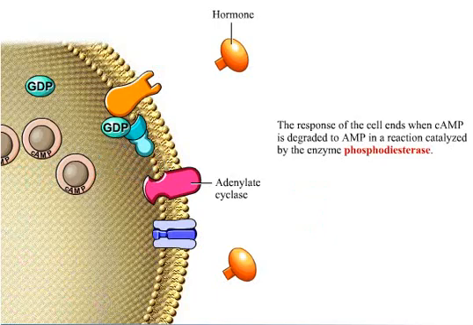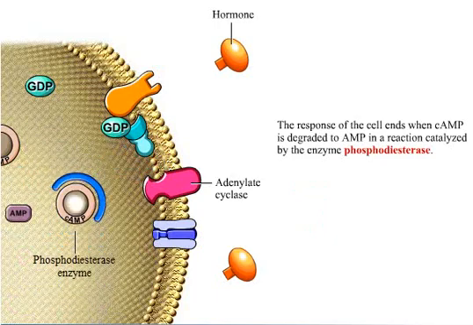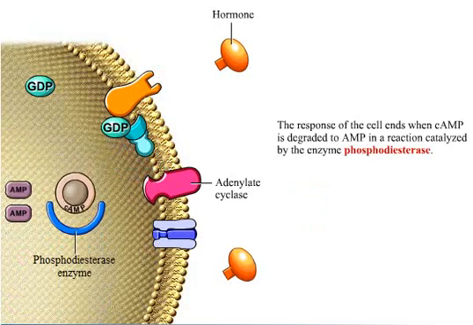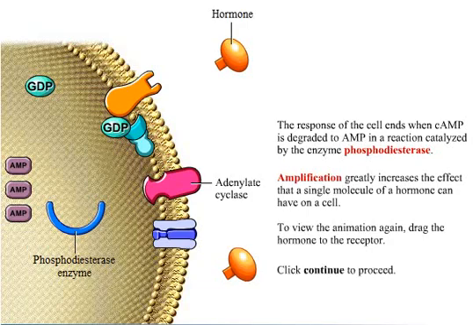The response of the cell ends when cyclic AMP is degraded to AMP in a reaction catalyzed by the enzyme phosphodiesterase. While active, G proteins keep stoking the pathway to phosphorylation of cellular proteins so that huge numbers of them are produced. This phenomenon, called amplification, greatly increases the effect that a single molecule of a hormone can have on a cell. To view the animation again, drag the hormone to the receptor. Click Continue to proceed.